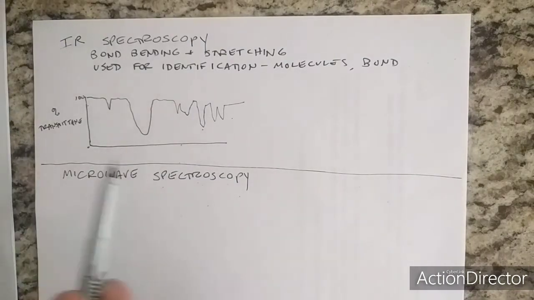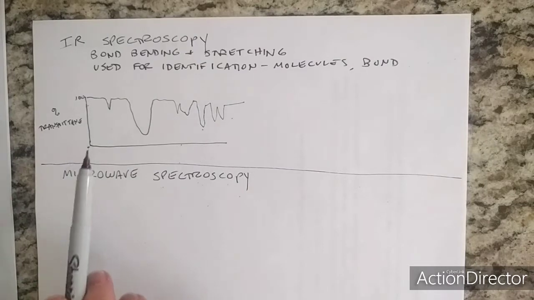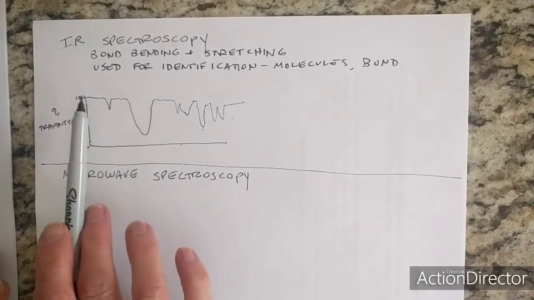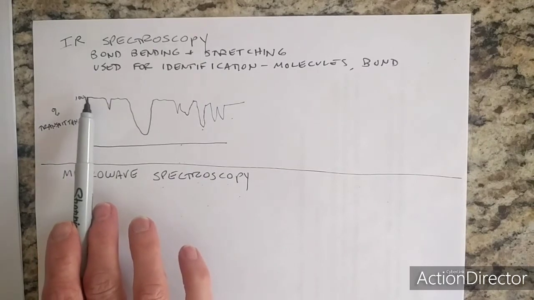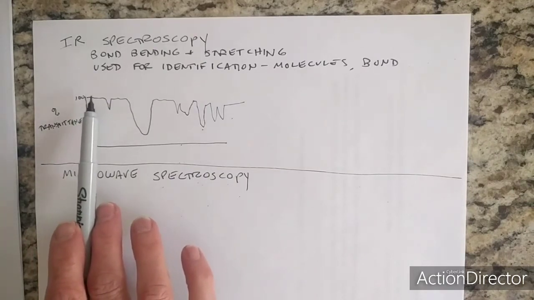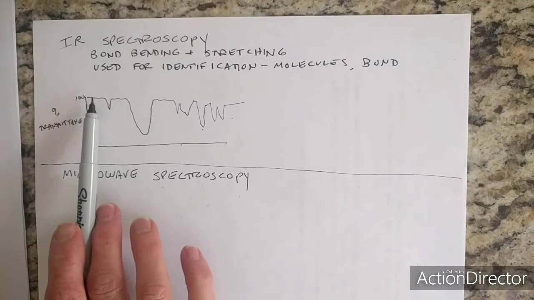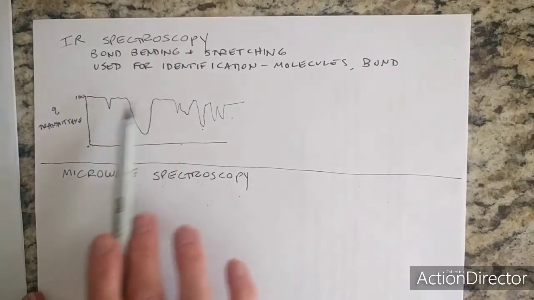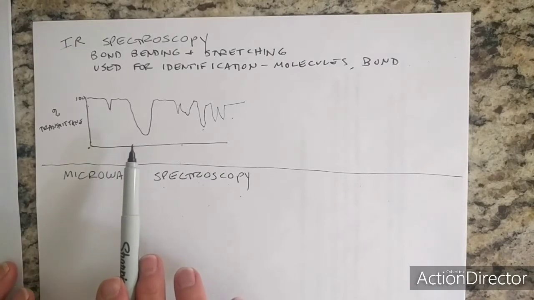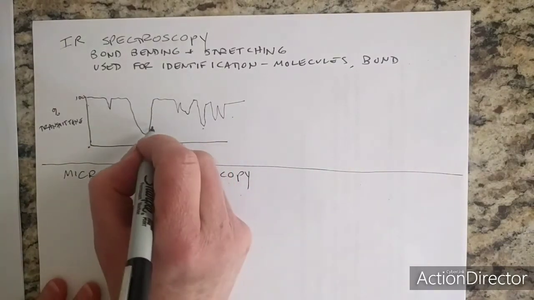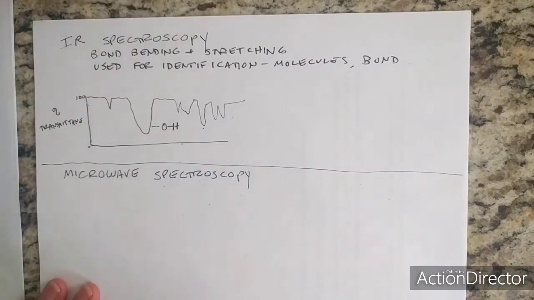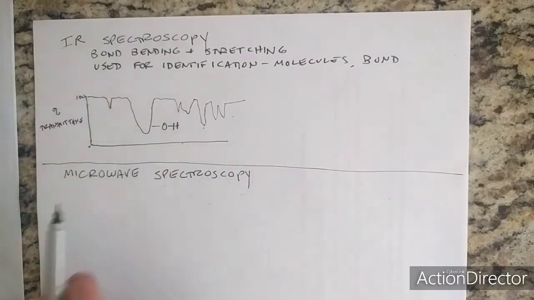So the graph for an IR usually goes from 0 to 100% transmittance. So 100% transmittance means that none of the incident light is being absorbed, and where the peaks go down, that is where more of the light is being absorbed. So this might be the bend for an OH group. That might tell us we have an alcohol. And that's really all I'm going to say about IR.